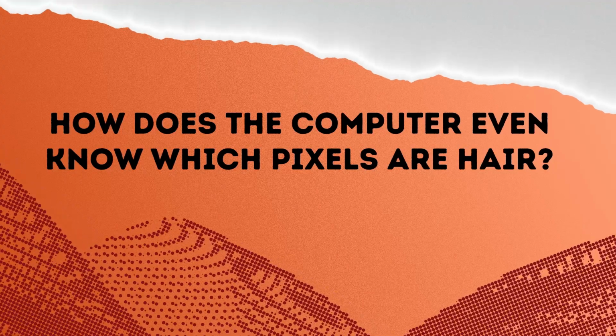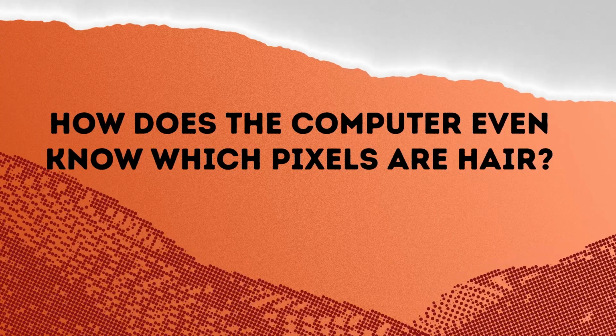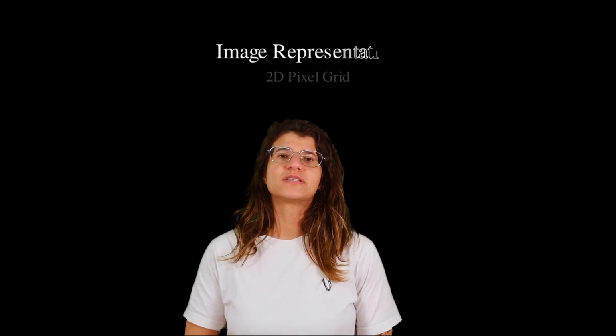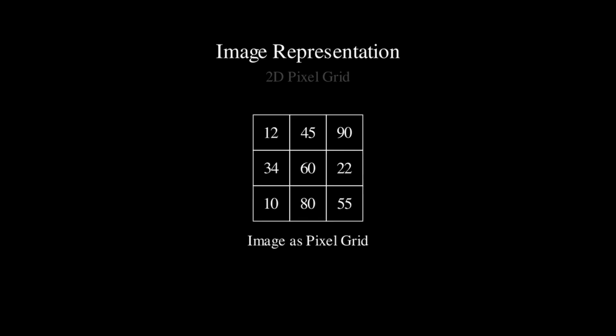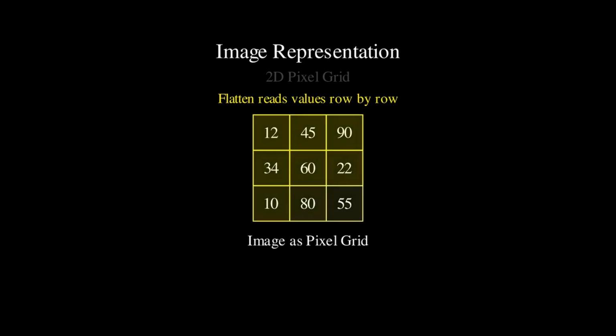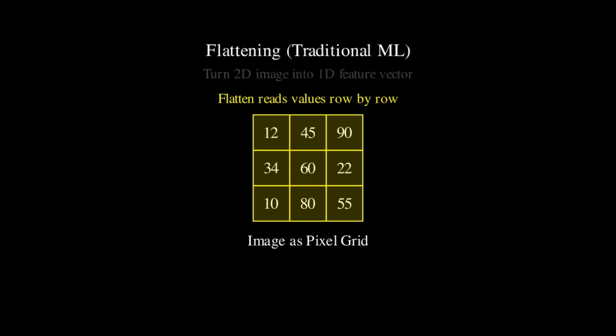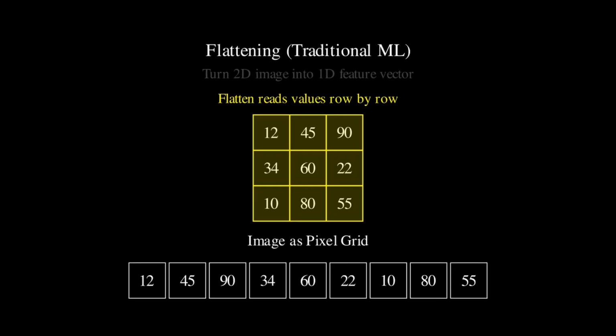Before we start talking about the hair color, first we need to answer a more basic question. How does the computer even know which pixels are the hair? And that's where the convolutional neural network comes in. Convolutional neural networks were designed specifically for image processing. In many traditional machine learning approaches, images were first flattened into a long vector of numbers. And when that happens, the model will lose the spatial structure of the image. So we will no longer understand which pixels were next to each other, making it harder to understand the image.